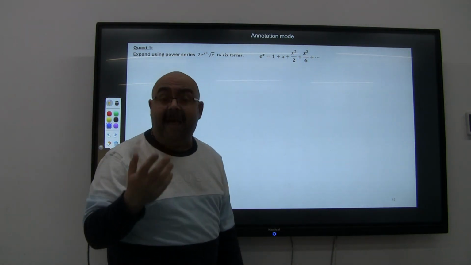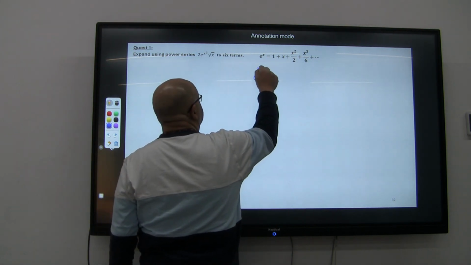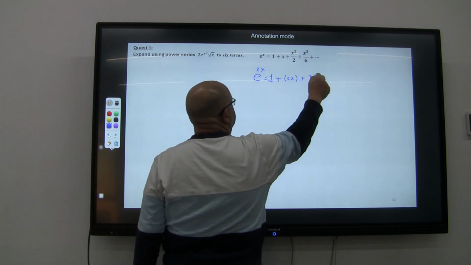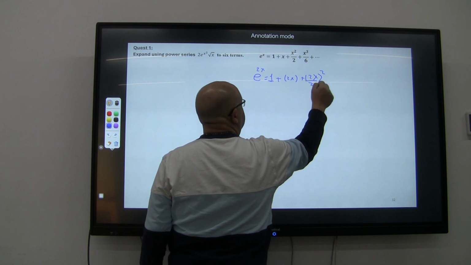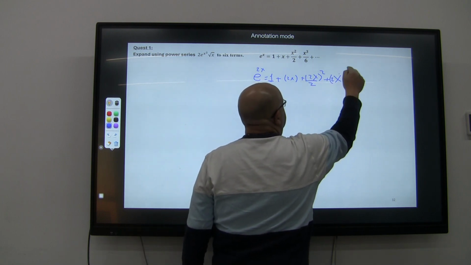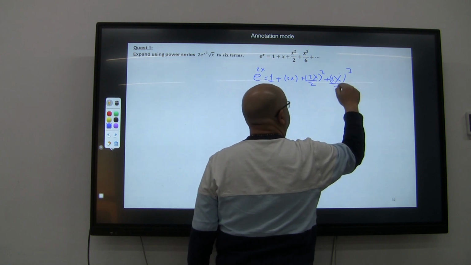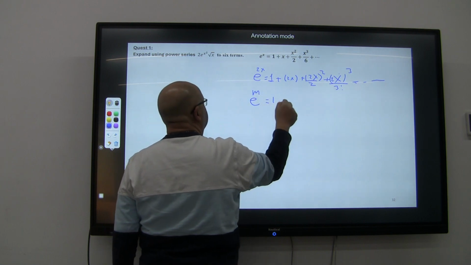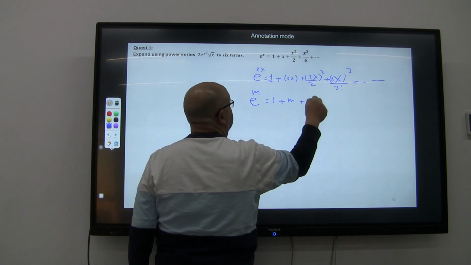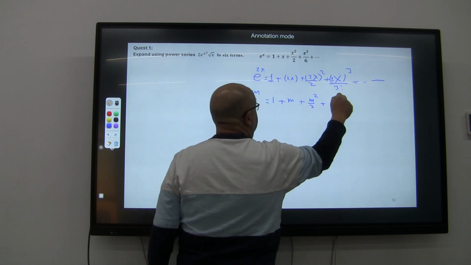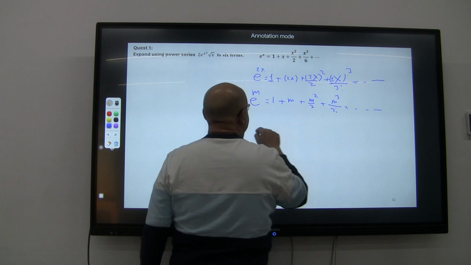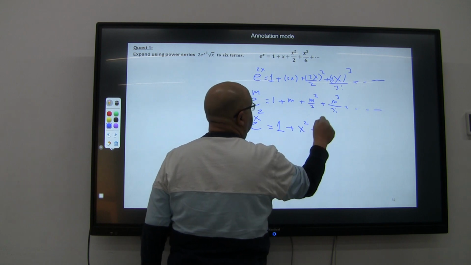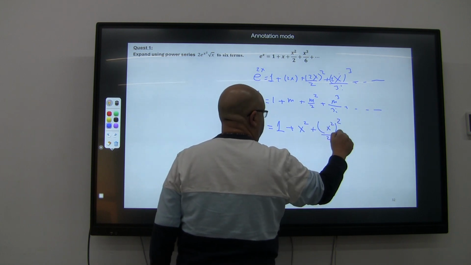I'm sorry, if I want to expand e power 2x, can anyone tell me what to do? It becomes 1 plus 2x plus, over factorial 3 or 6, and so on. If I want to evaluate e to the power of n, if I want to evaluate e power x squared, are you with me?